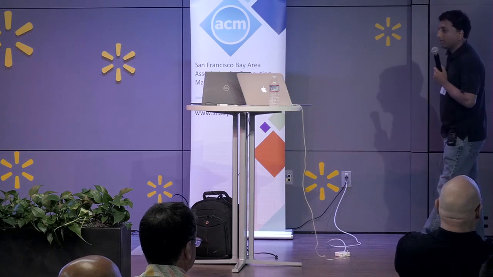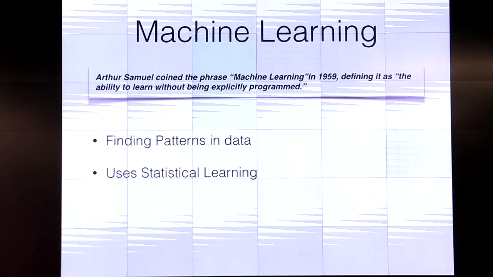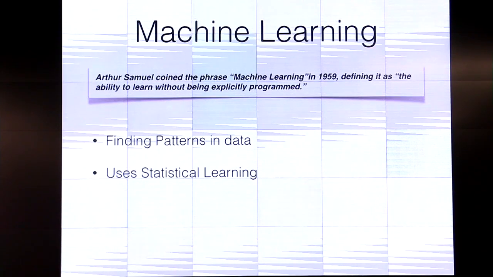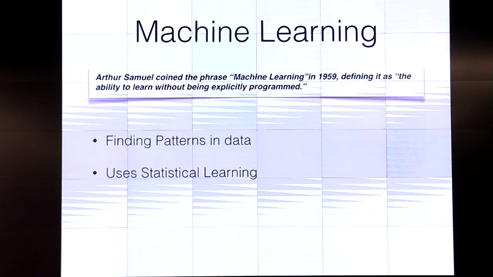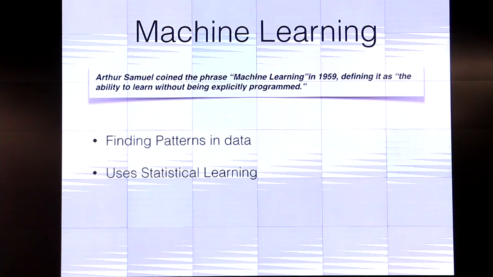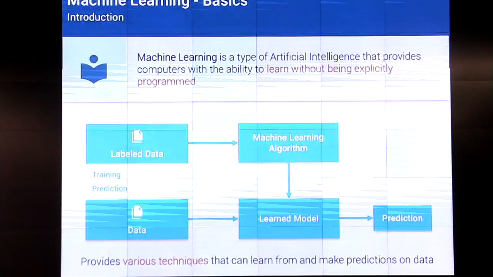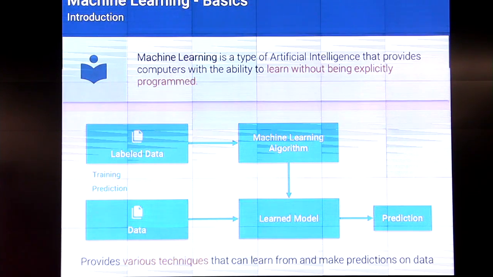So let's talk about what machine learning is. Most of you are practicing data scientists, which is pretty good. It's all about finding patterns in data, and it uses statistical learning, okay? You feed the system a bunch of data points, it learns from them, and it starts using that again when a new data point is given. That's pretty much what machine learning is all about. This is again basics, just stay with me here. I just want to make sure everybody is on board.